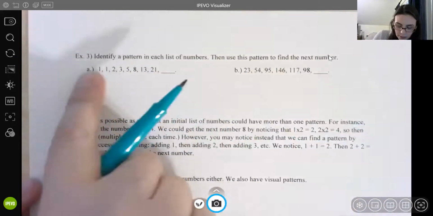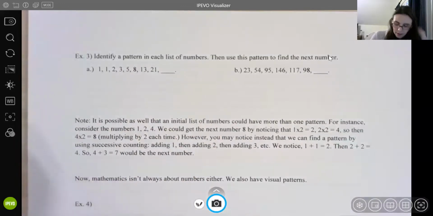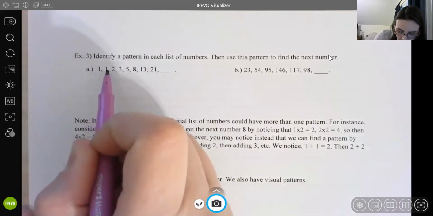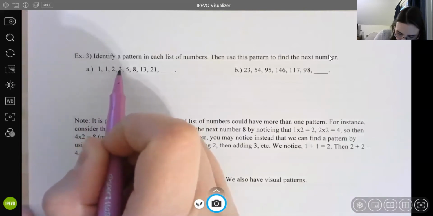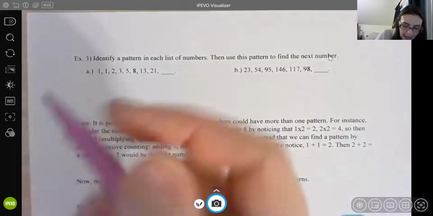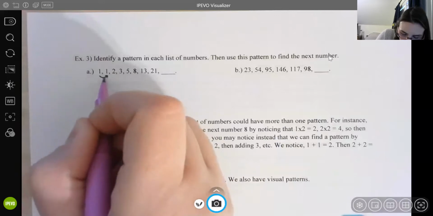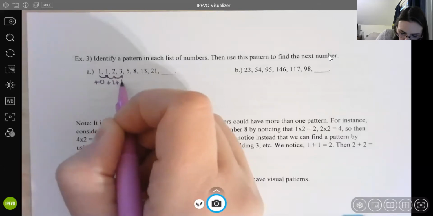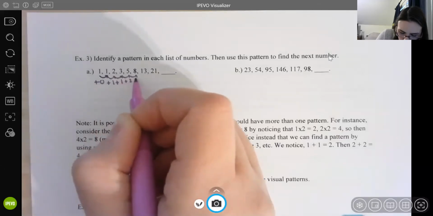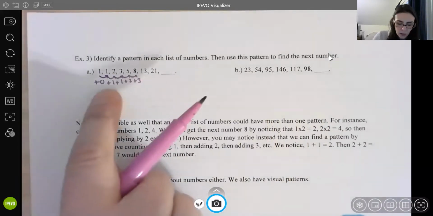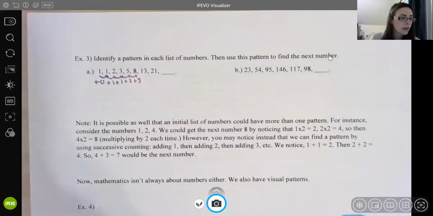So for this one here, if you notice the pattern, it's a little hard to see, but we have 1 to 1 to 2 to 3 to 5 to 8 to 13 to 21. So if you're thinking about an adding pattern first, you may think, okay, this is +0, +1, that's +1, that's +2, that's +3. This is getting kind of weird, right? I don't really see a clear adding pattern. 0, 1, 1, 2, 3. So it doesn't really work that well.